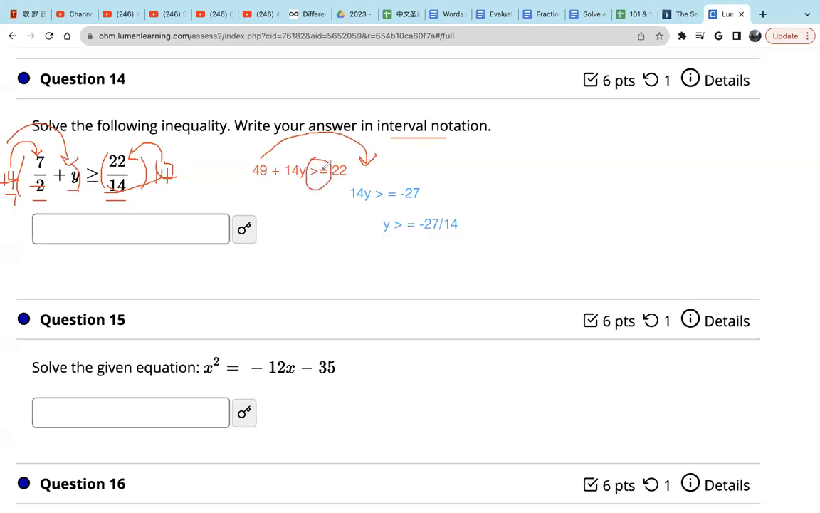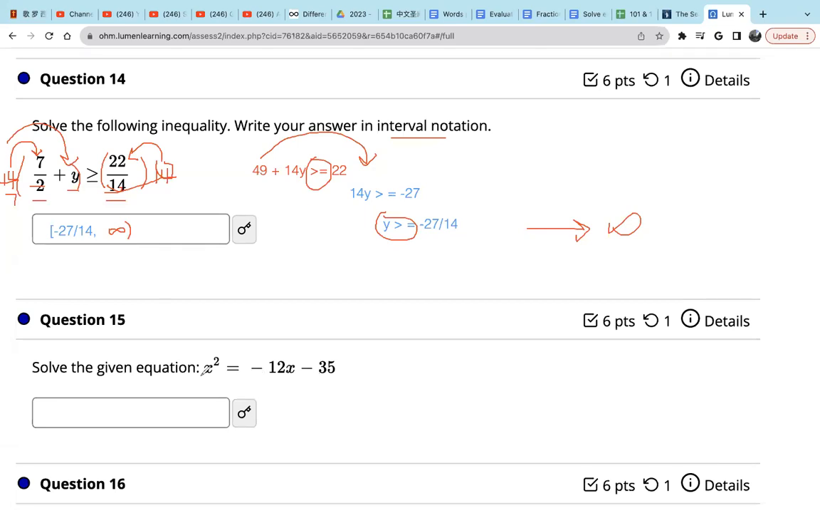Then we go back to the inequality. This is y greater than or equal to, right? Greater than goes to the right, to positive infinity. With the equal sign, we've got to write it with a bracket, starting from -27/14 and going to the right, to infinity. Infinity is not a real number, so we always use open and close parentheses for it.